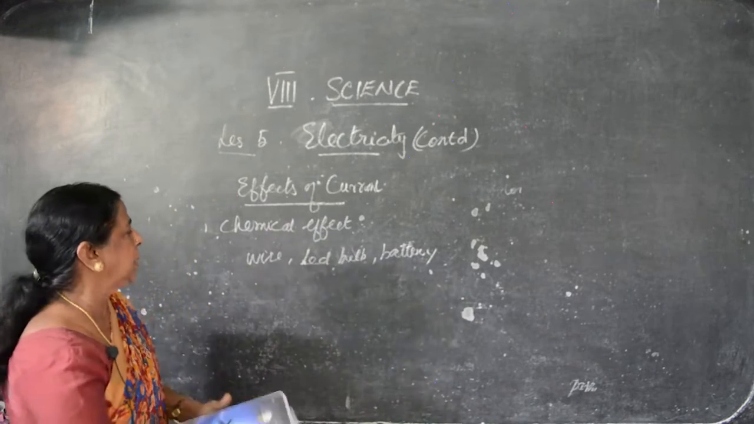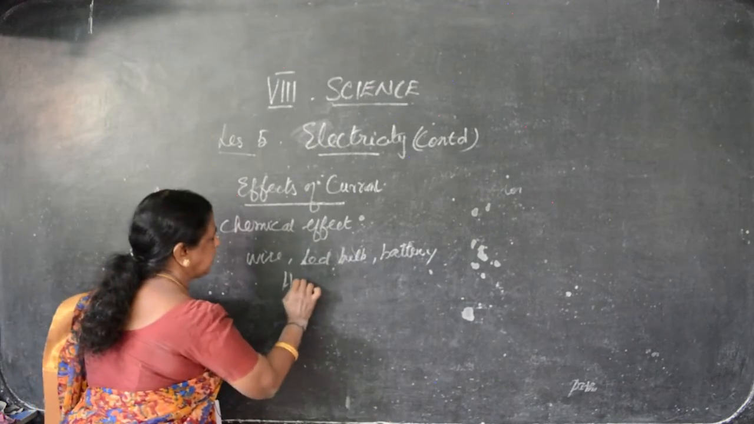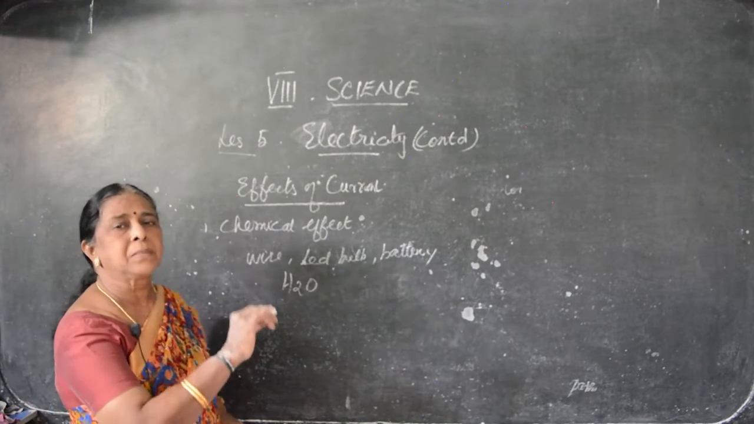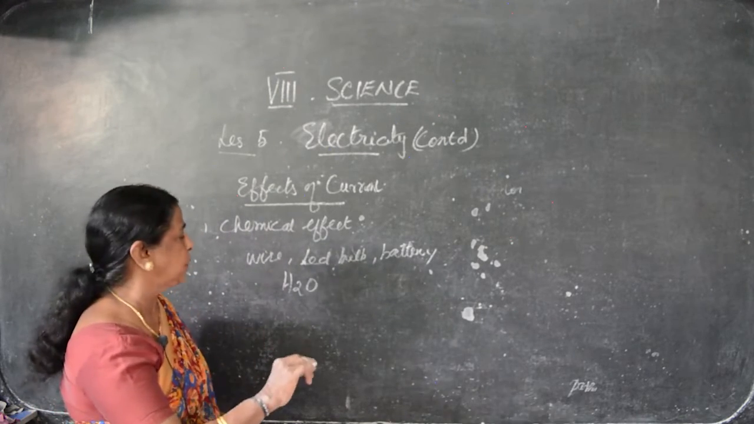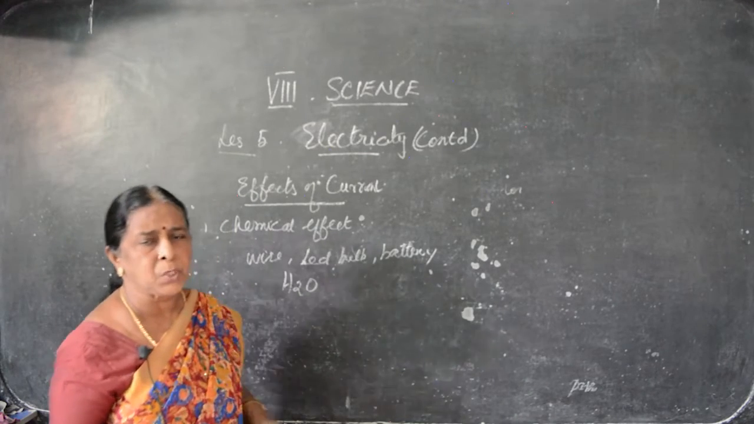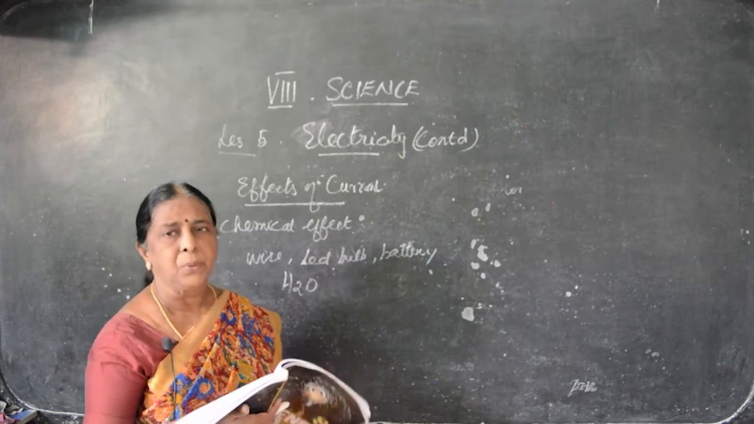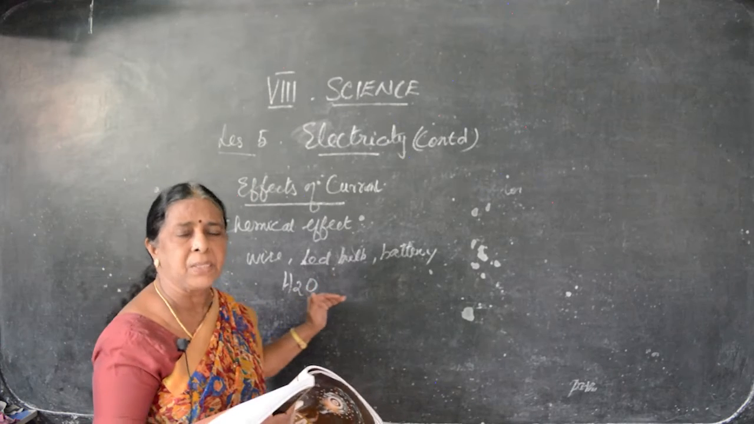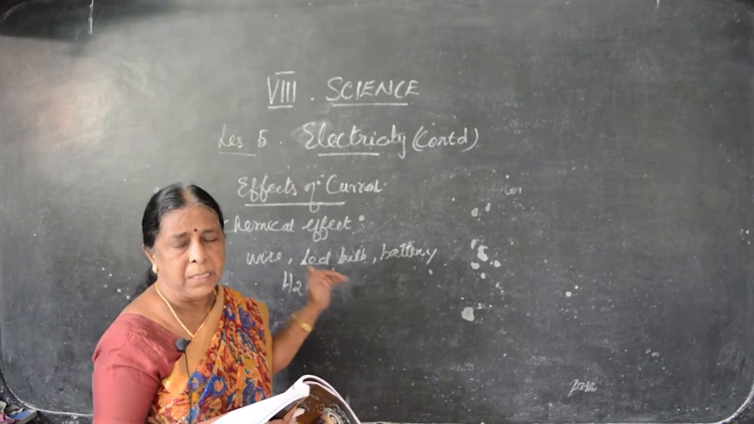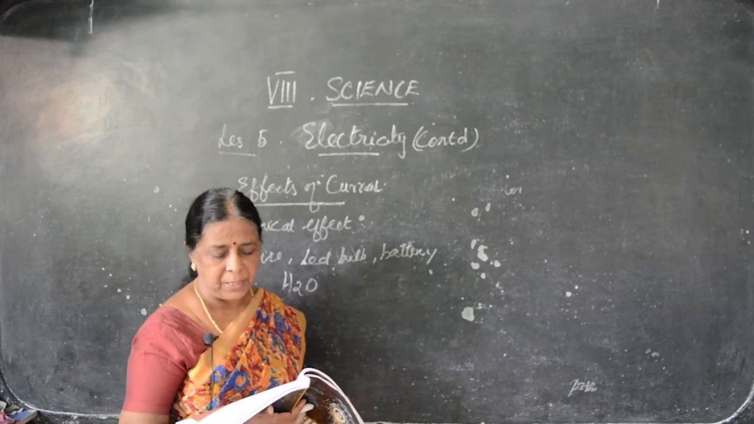What's the solution kept in that? Water. What's the chemical name of water? H2O, that is water. So it will be affected. The electricity passes through that and divides into two components, hydrogen and oxygen. One is cathode, other one is anode, negative charge and positive charge. From that we know electricity is produced even in the solution also. Not only it flows through the solids, even it flows through the liquid also.